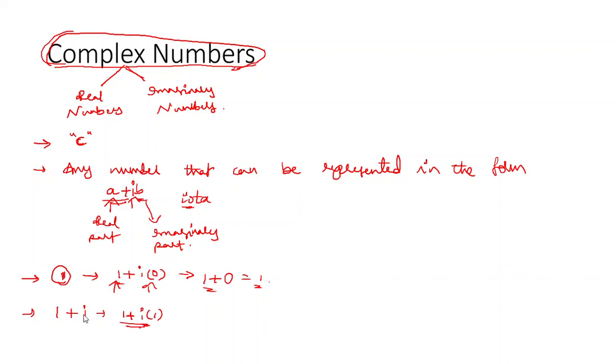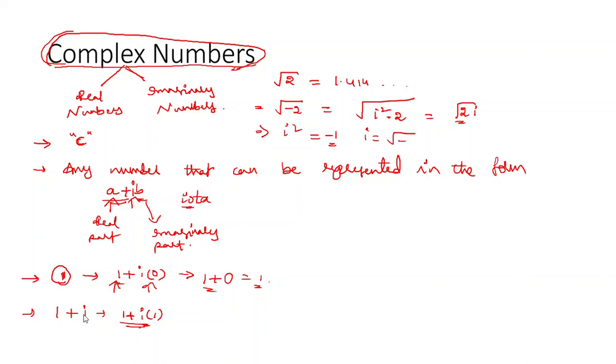So let's see another example. We know the value of root 2, 1.414 something. But what is the value of root minus 2? So this value is i square into 2. So we represent this as root 2 i. So if we observe, the value of i square is minus 1. i is root of minus 1.